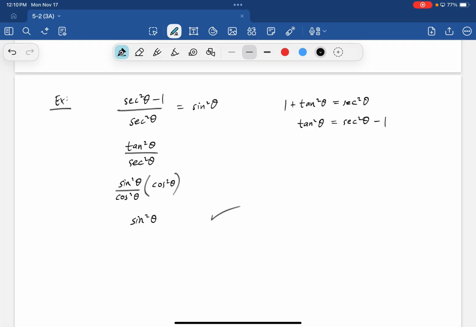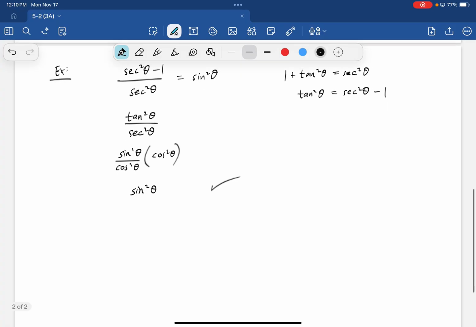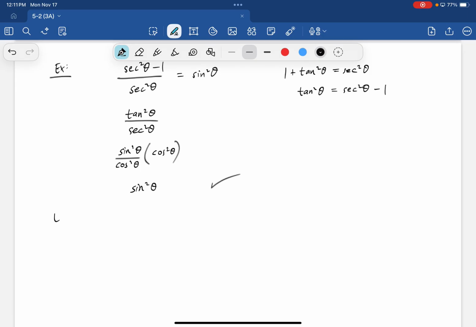Any questions about this question? Next one. Okay, so try to use identities where possible, and then if you're feeling stuck, just convert everything into sine and cosine, and things will probably cancel out. Let's do another one.